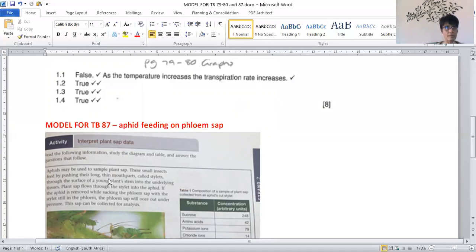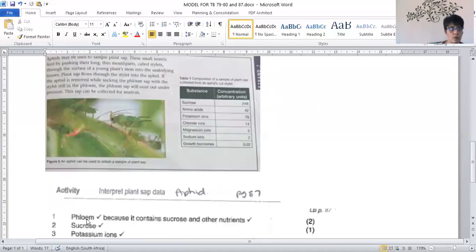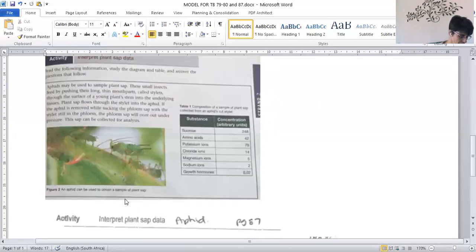For example, it's called a spectrophotometer. It's a machine that analyzes molecules in a sample. Okay, all right. So number 1, from which type of vascular tissue was the sample taken? Well, because it's got sucrose and amino acids in, then you know that it must be phloem.